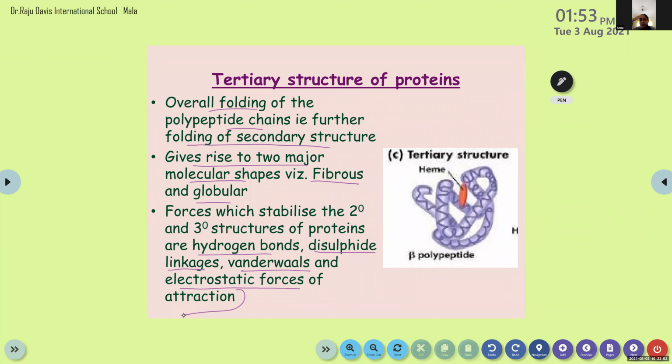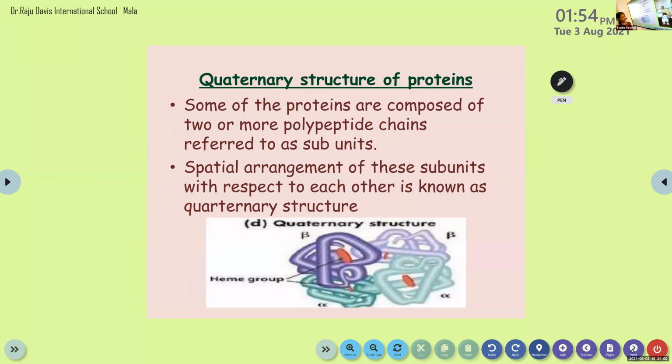Finished? Then the last one, that is quaternary structure of protein. Some of the proteins are composed of 2 or more polypeptide chains referred to as subunits. So here in the quaternary structure, it's the spatial arrangement of these subunits with respect to each other. It is known as quaternary structure. It is more complicated compared to the primary, right? Here the spatial arrangement of this folded structure of polypeptide chain is known as the quaternary structure of protein.